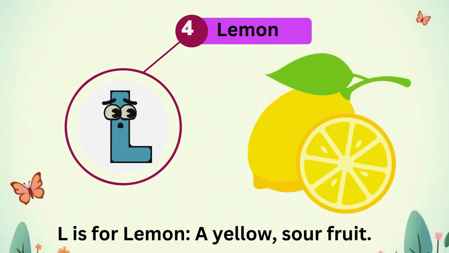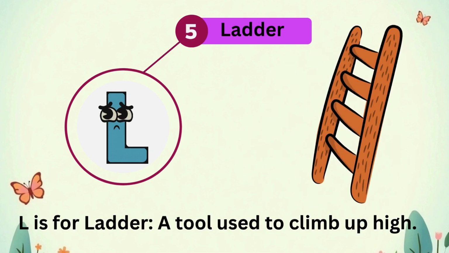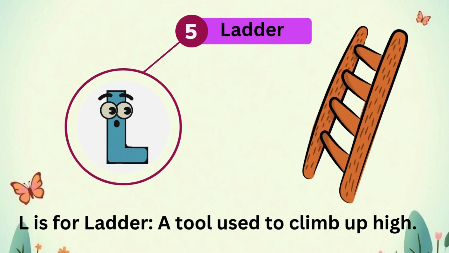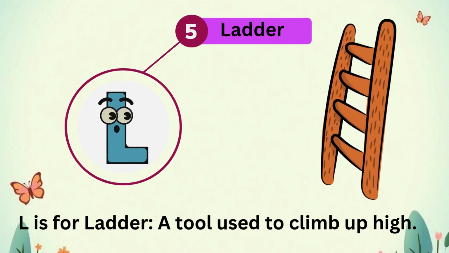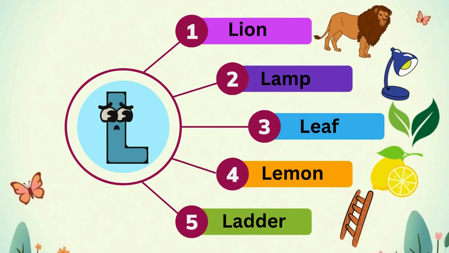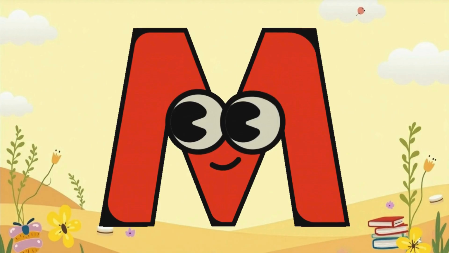L is for lemon, a yellow, sour fruit. L is for ladder, a tool used to climb up high. L is for lion, lamp, leaf, lemon, and ladder.